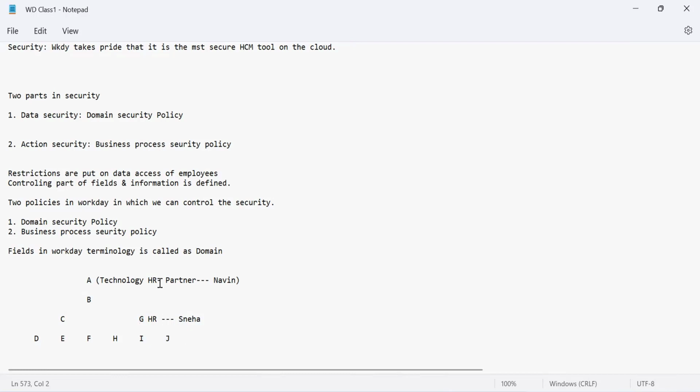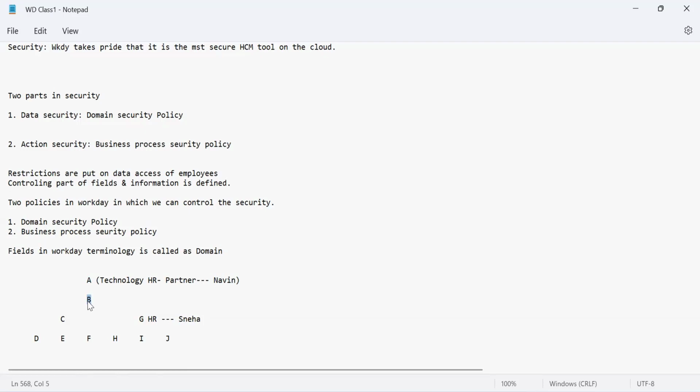Similarly, Naveen, who is an HR partner, is aligned with the VP. Now, Naveen will have access to the data of A, and Naveen will have access to all the data of all the employees in this particular hierarchy. So what does it indicate? It indicates that the security flows from top to bottom. You cannot have C accessing the data for B. No, you cannot.